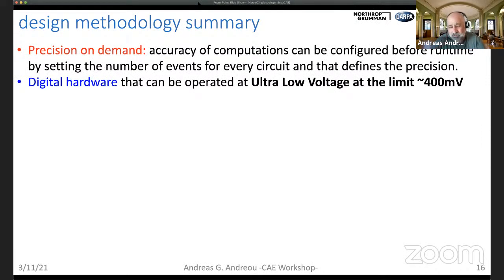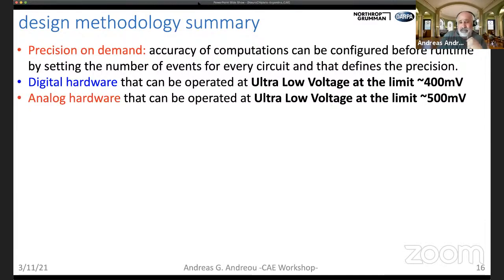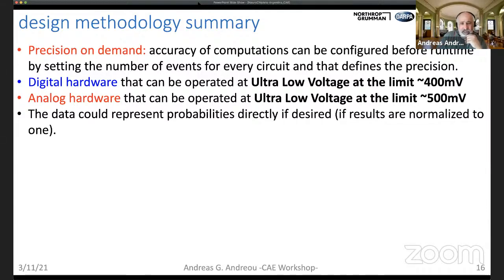We design digital hardware that can be operated at ultra low voltages, at the limit. About 400 millivolts is really what we do. Analog hardware that can be operated, again, at very low voltages at the limit. About 500 millivolts is what we do.